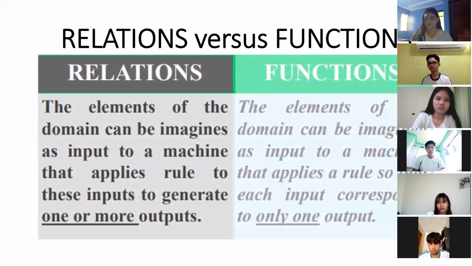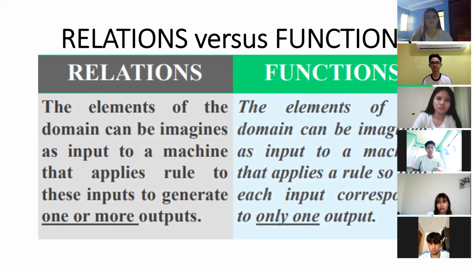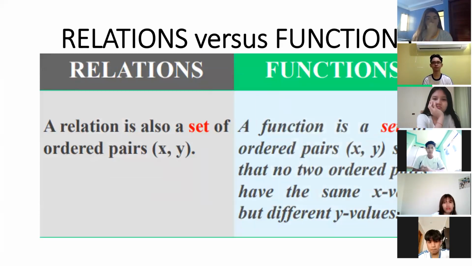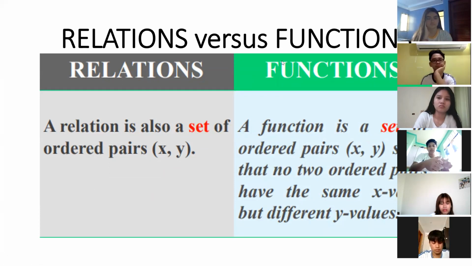We also have here, a relation as a machine gives one or more outputs, while a function as a machine allows only one output to be presented. As in the case of a relation, it's a set of ordered pairs. But a function is a set of ordered pairs wherein no two ordered pairs have the same x value. That is what I had been stressing just a while ago. Okay, let's proceed.